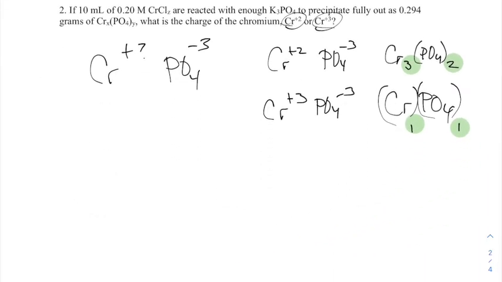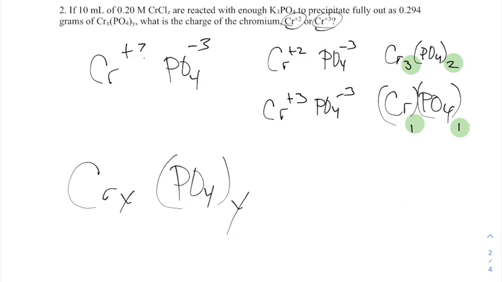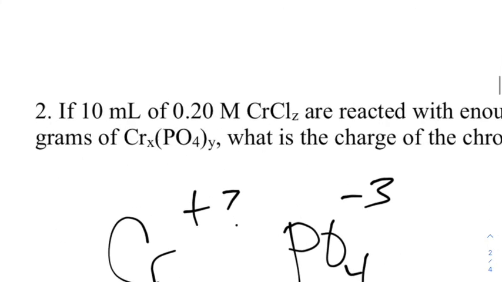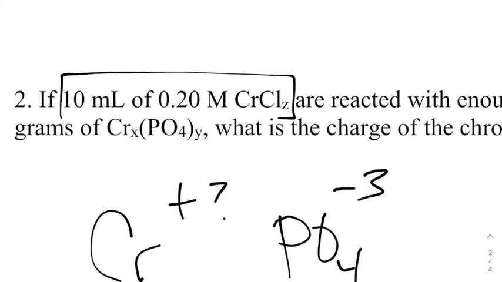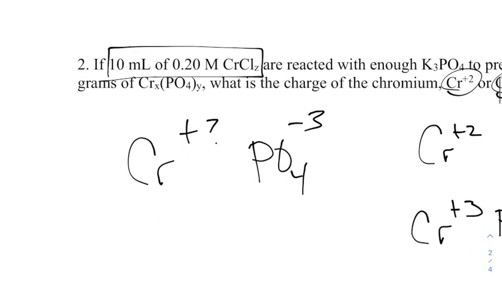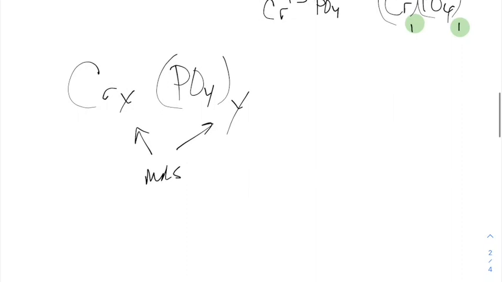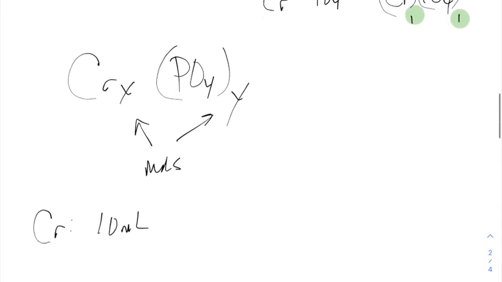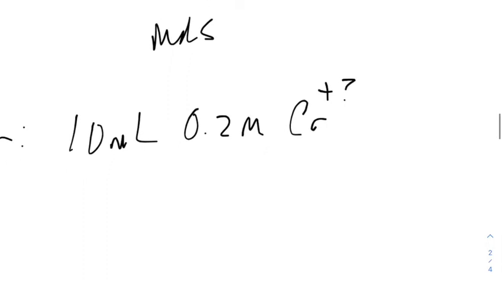So now we do the exact same things. So what we're going to do now is we're going to do CrX and PO4 Y. We need to know the moles there and the moles there, and then we're in good shape. So what did they tell us? Well, they told us that we had 10 milliliters of 0.2 molarity of our chromium compound. Easy breezy mac and cheesy. So for our chromium, we have 10 milliliters of 0.2 molarity of our chromium plus question mark.